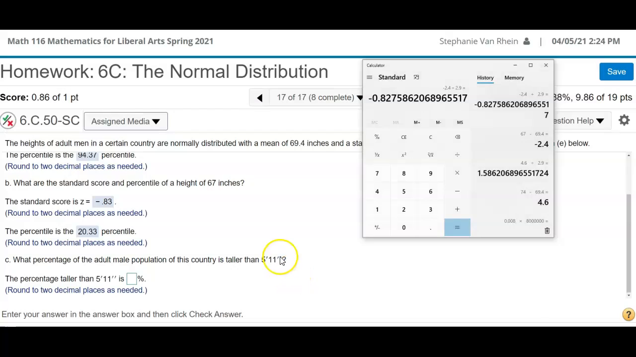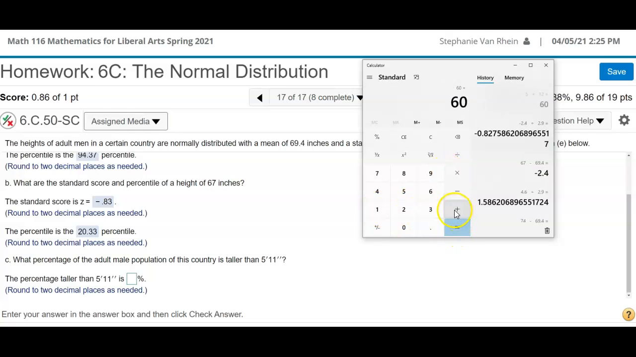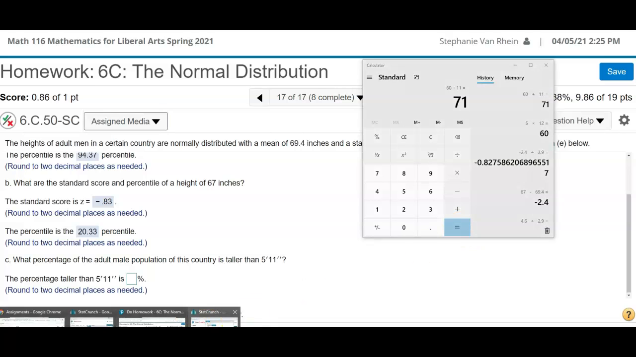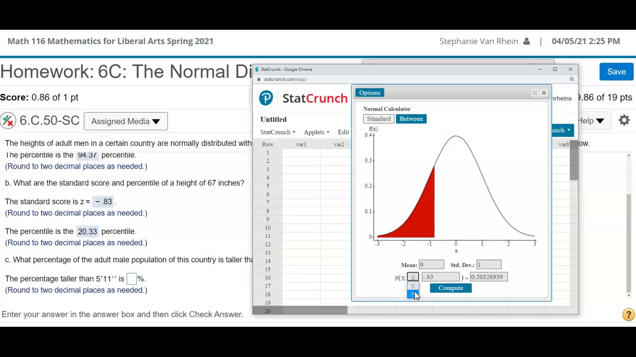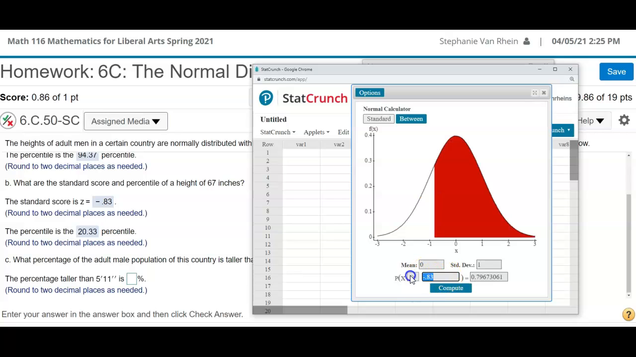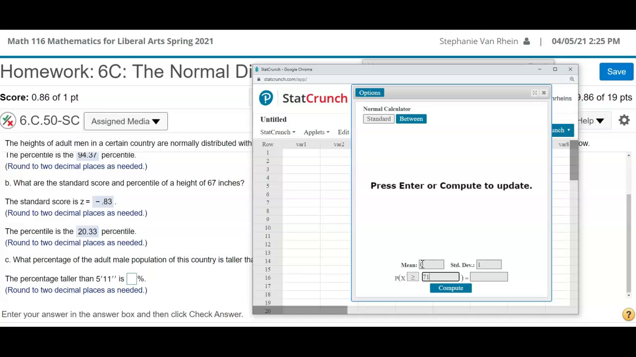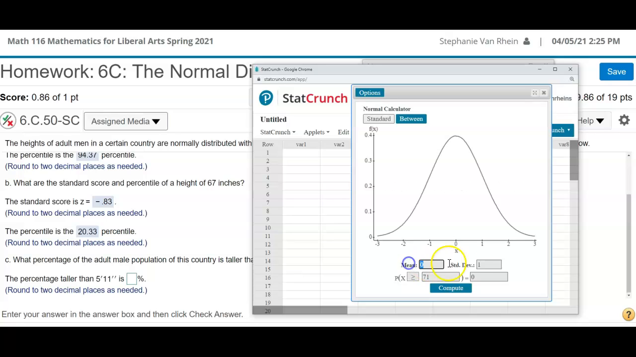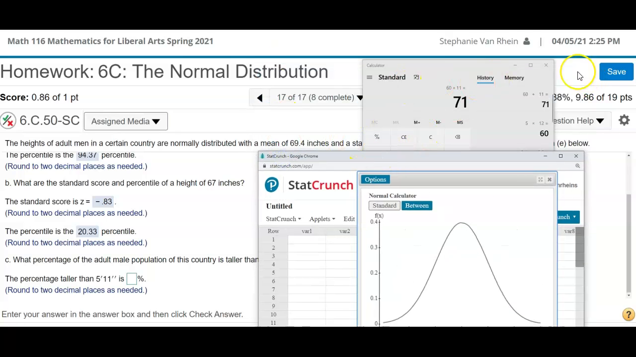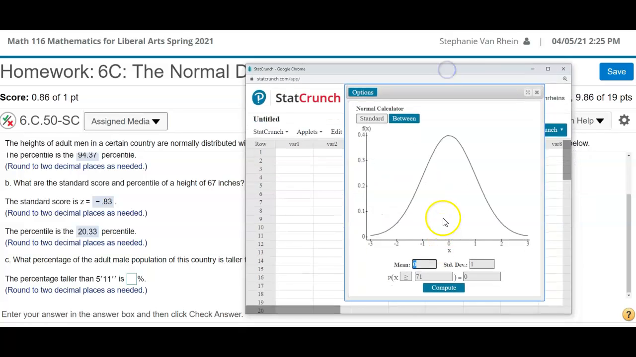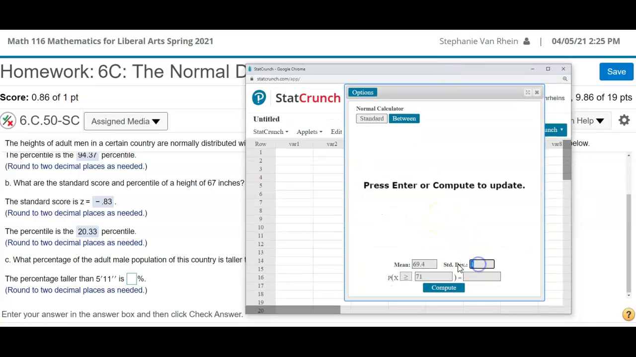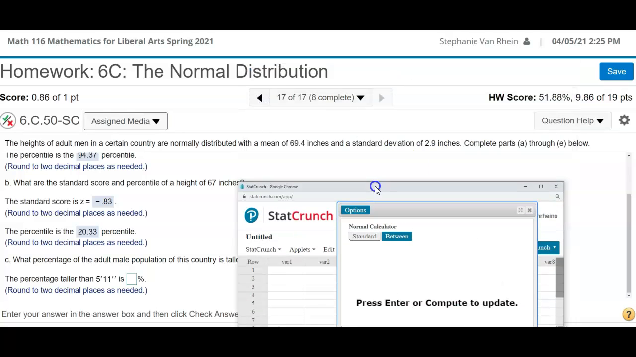So you have to convert this into inches. So 5'11". So 5 times 12, 12 inches in a foot, plus 11 inches would say 71. So I can go to my calculator and I can change the probability to greater than. I can plug in 71, but if I'm going to use the data point of 71, I have to change the mean and standard deviation to what the mean and standard deviation is in the data points here. So 69.4 is the mean and standard deviation is 2.9.